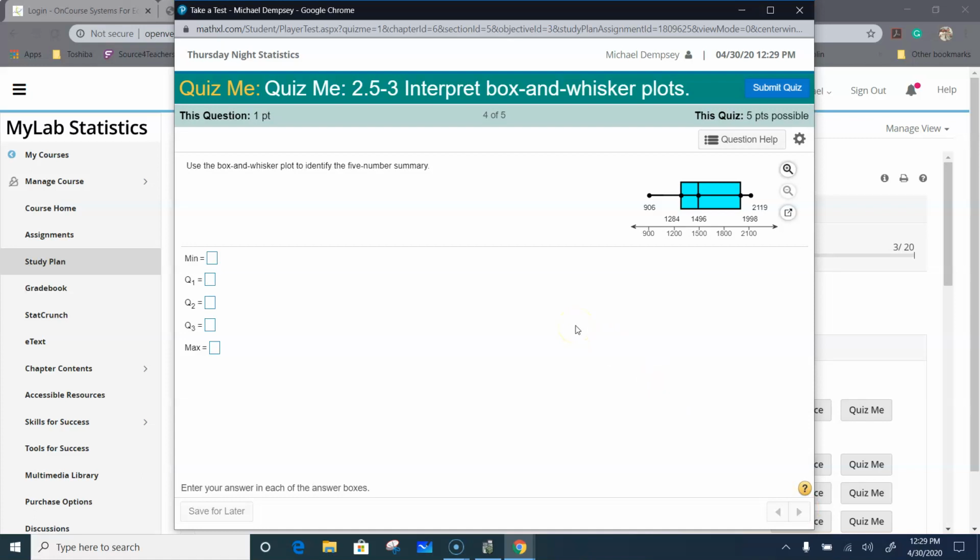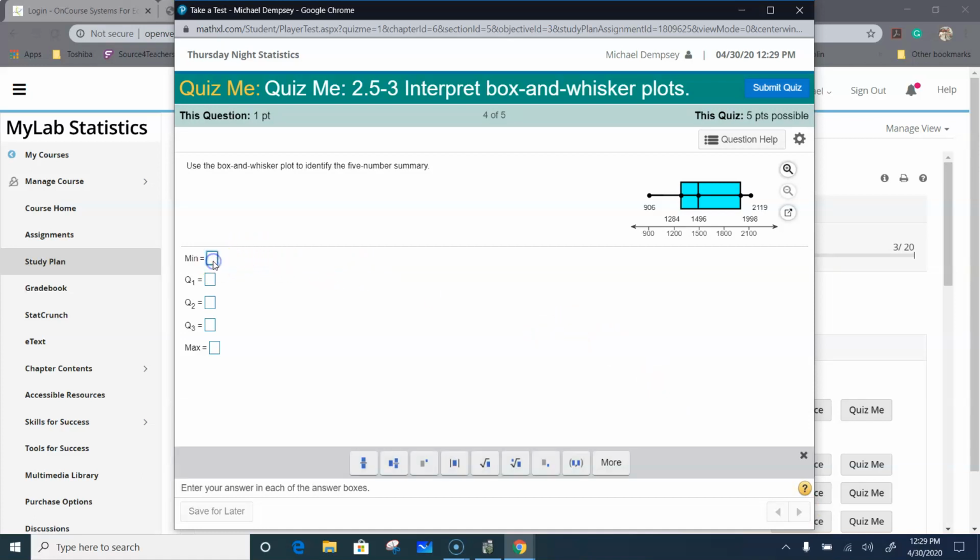Okay, use the box and whisker plot to identify the 5-number summary. So the minimum lives at 906. Q1 is at 1,284. Q2, the median, is at 1,496. Q3 is at 1,998. And the max is 2,119.